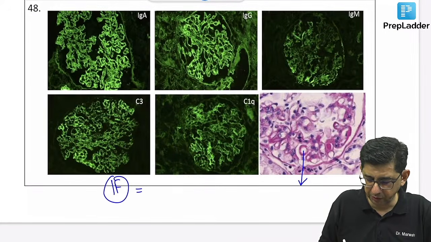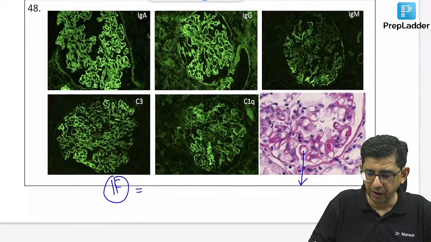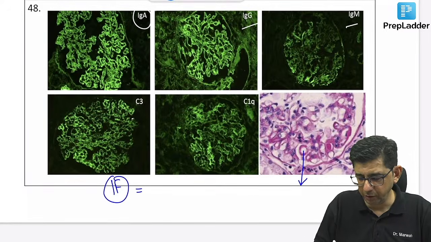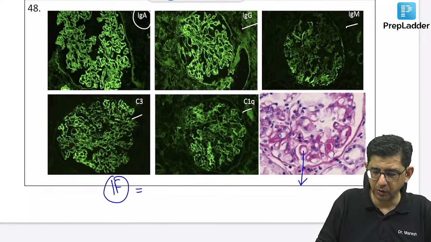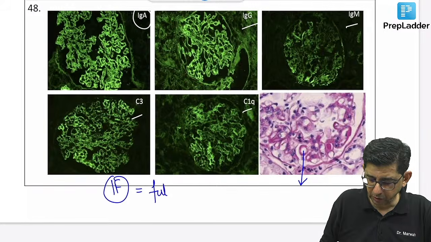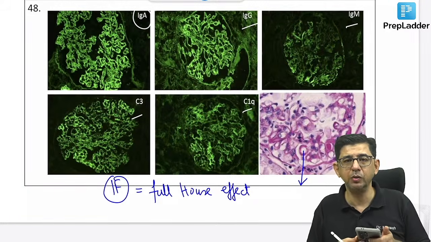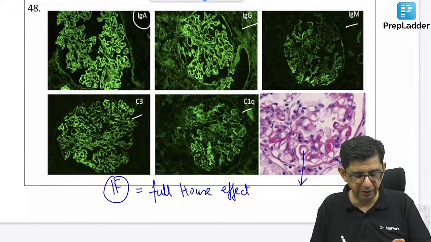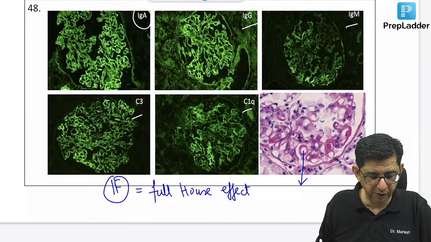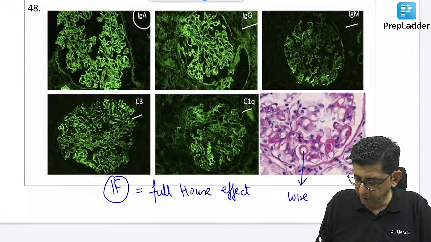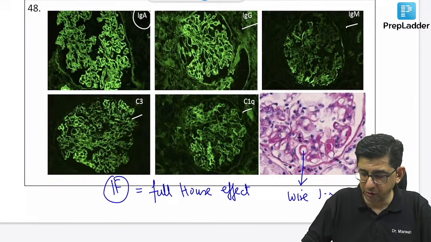The immunofluorescence in this case is showing all antibodies. Antibodies are IgG, A, M, and complement factors are also present. So as people put up very rightly, this would be called a full house effect. And then there is a light microscopy finding also given here, the loop that I mentioned. So quick answers, please. The light microscopy finding in this case would be called a wire loop lesion. Very good, very good.